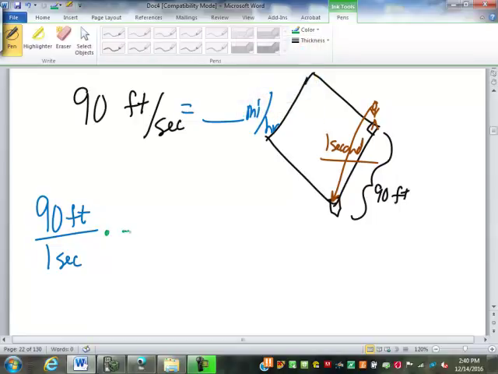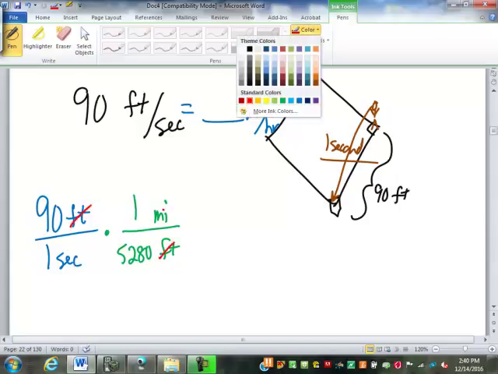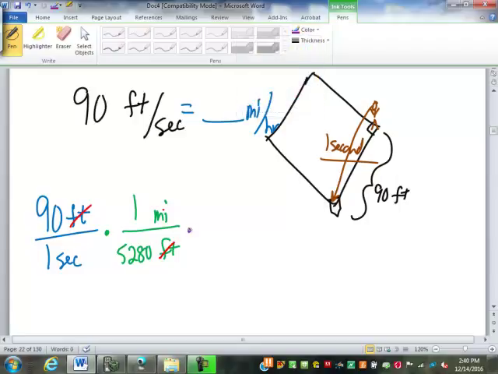Let's do the feet first. So I'm going to put feet on bottom. Miles are going to go on top. The relationship there is 1 mile is 5,280 feet. The feet now cancel out, and I have miles on top, seconds on bottom. That would give me miles per second. So I have to get rid of those seconds. Do I have a direct conversion from seconds to hours? Well, we're going to go through minutes here. 1 minute is 60 seconds. So now the seconds have canceled out.